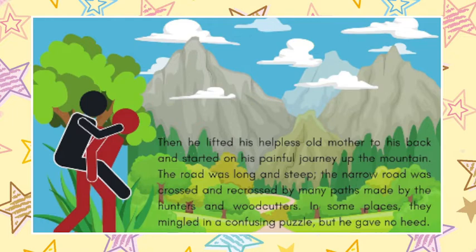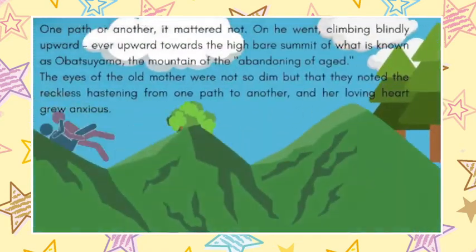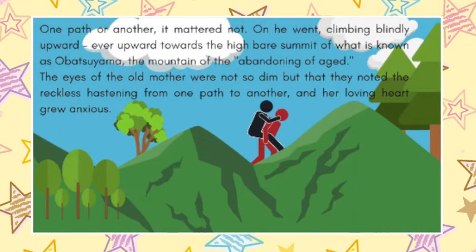The narrow road was crossed and recrossed by many paths made by the hunters and woodcutters. In some places they mingled in a confusing puzzle, but he gave no heed. One path or another, it mattered not. On he went, climbing blindly upward, ever upward, towards the high bare summit of what is known as Ubatsuyama, the mountain of the abandoning of the aged.